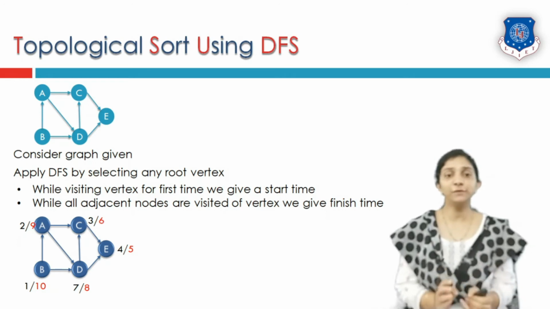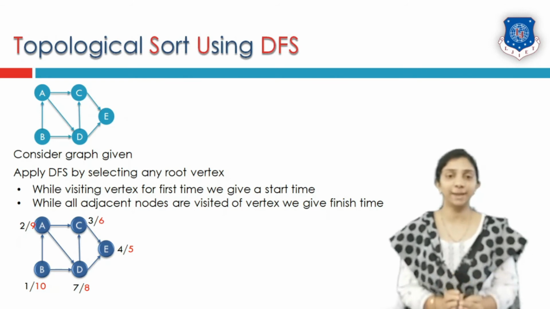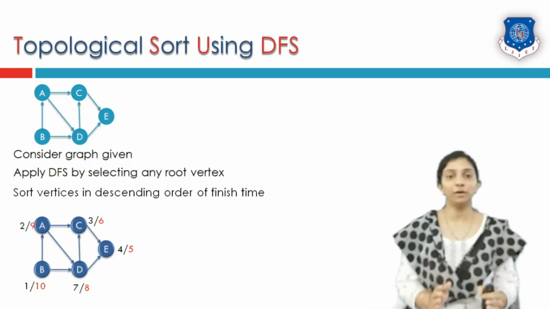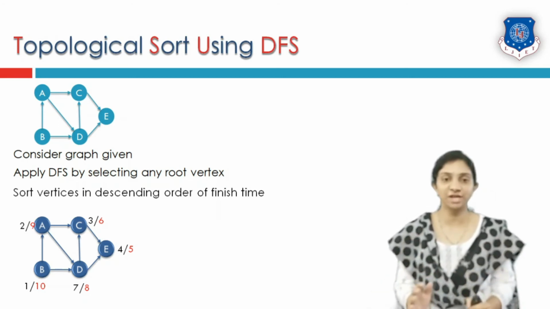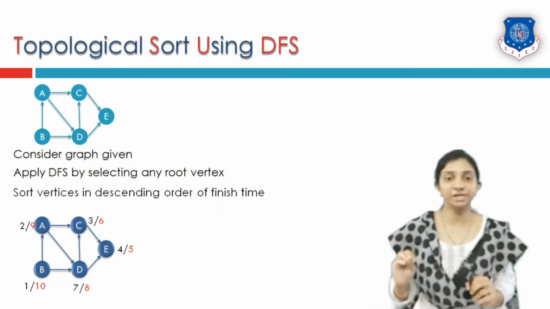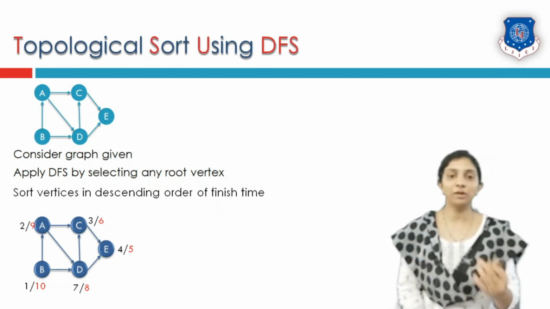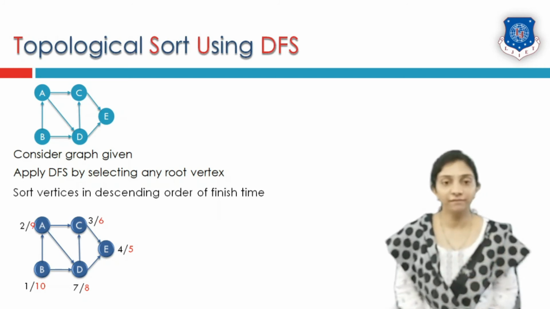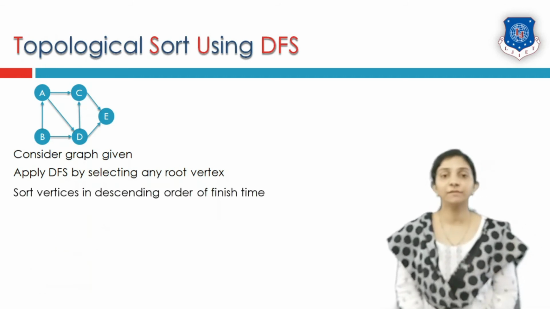Now in this graph, if you notice carefully, each and every vertex has a start time and a finish time. From this graph, we have to sort or order these vertices in descending order of their finish time. We will not look at the start time of any vertex. We are just concentrating on the finish time of each and every vertex. The finish times I am calling out are 10, 9, 8, 6 and 5. So we are going to order them in descending order of their finish time.